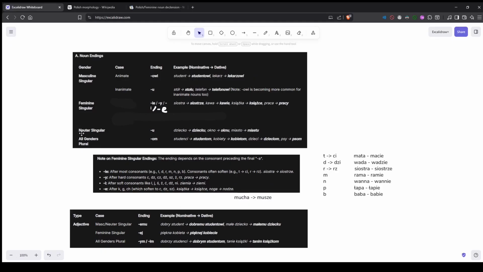Great. Now we go over to neuter singular, which is just u. Finally, something simple. Thank you, Polish language. So it is just u. Dziecko, dziecku. Okno, oknu. Miasto, miastu. Boom. There we go. Then all genders in the plural.